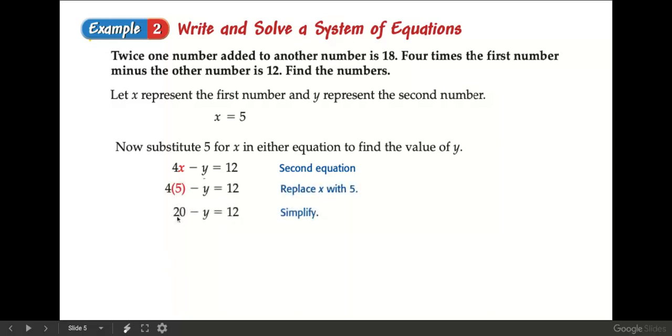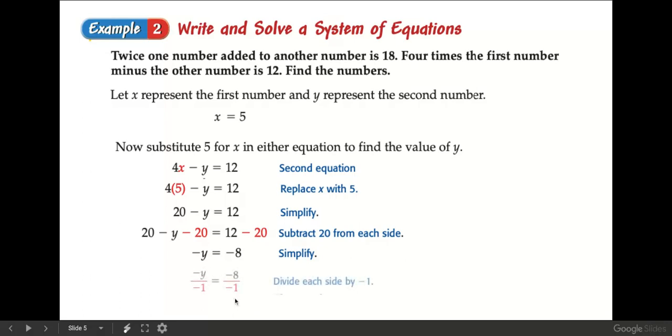I know 4 times 5 is 20. Again, I'm solving for the y, so I got to subtract 20 from each side. Leaves me with negative y equals negative 8. And then I go ahead and divide both sides by negative 1. Remember, you can multiply or divide both sides by negative 1. It does the same thing, because I'm not solving for negative y. I want positive y. So that gives me y equals positive 8. So that means the first number was 5 and the second number was 8. So those are my two numbers that work for this problem.